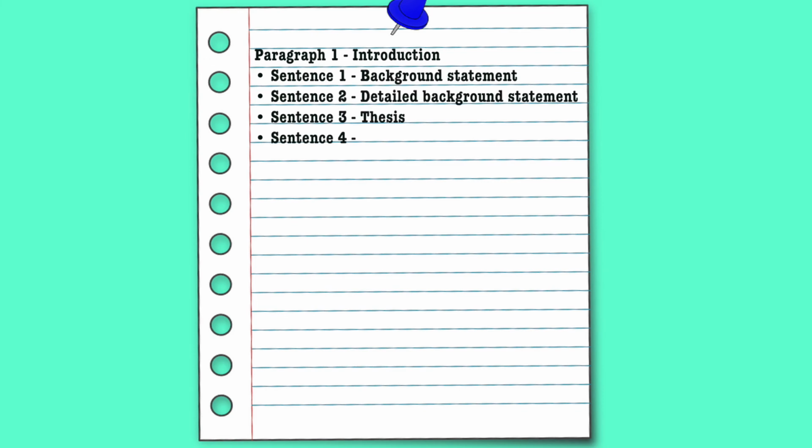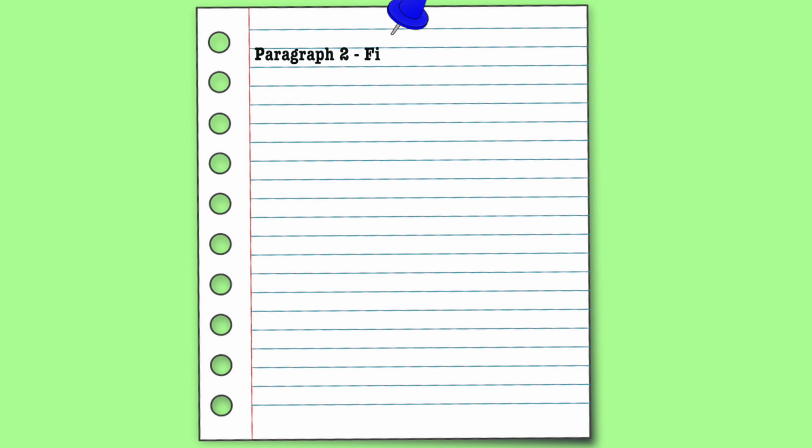In paragraph 1, which is the introduction, we have sentence 1, which is the background statement. Sentence 2 is the detailed background statement. Sentence 3 is the thesis. And sentence 4 is the outline sentence. So we have 4 sentences here. I'll repeat them for the sake of memorization, but the most important part of it is the word thesis. You need to keep that in mind. You need to claim or to state something in this statement or thesis.